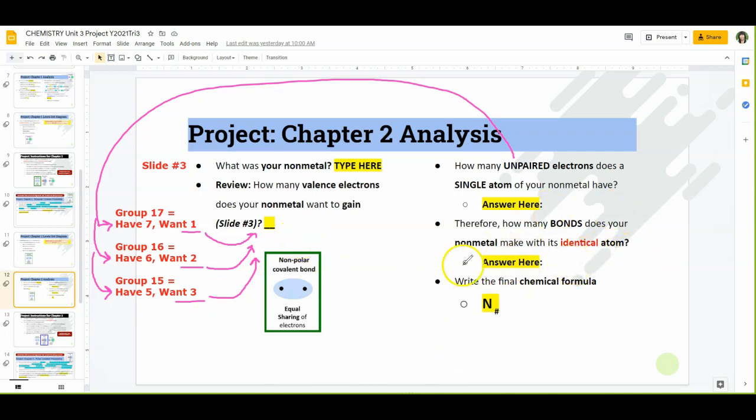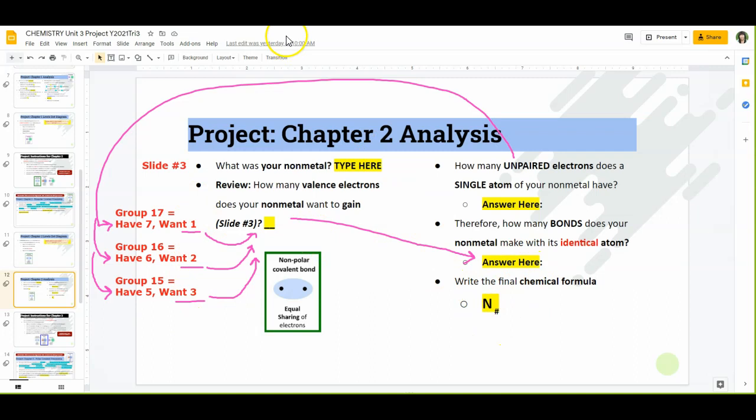Okay. And therefore, how many bonds does your nonmetal end up making? Again, the amount that it ends up making is actually the same as the number of valence electrons it wanted. So right here, it's going to be the same exact answer, which we saw on the previous slide, that if it wanted 1 electron each, then they ended up making a bond, a single bond. If they each wanted 2 electrons, you made a double bond, 2 bonds. And if they each wanted 3 electrons, you ended up making a triple bond, 3 bonds. Okay, so this should be the same answer right here.